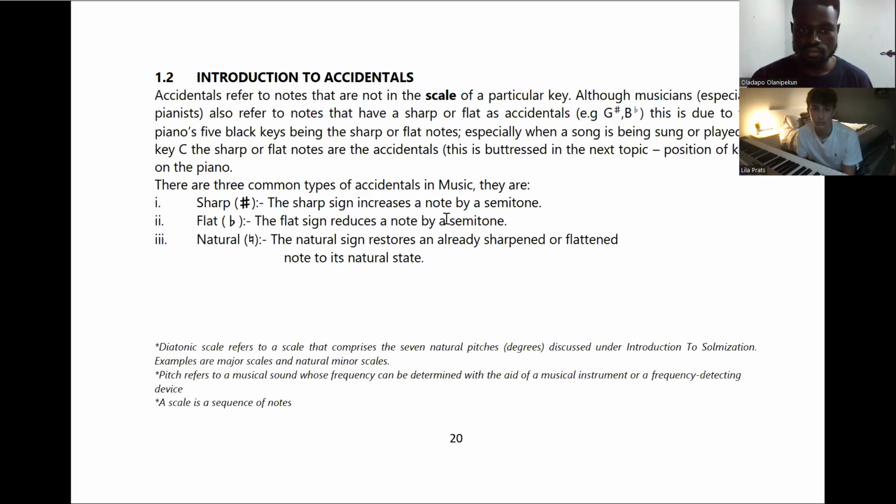Okay. So these are the accidentals I talked about the other time. That's the sharp sign. It increases a note by a semitone. I talked about that: when you sharpen a knife, the knife can cut things better. Then the flat sign reduces a note by a semitone. Think about a flat tire. A flat tire can't do as much as a tire that's well pumped.